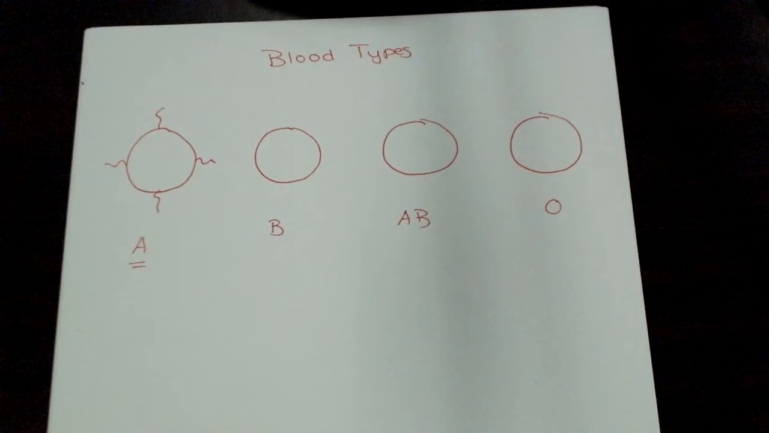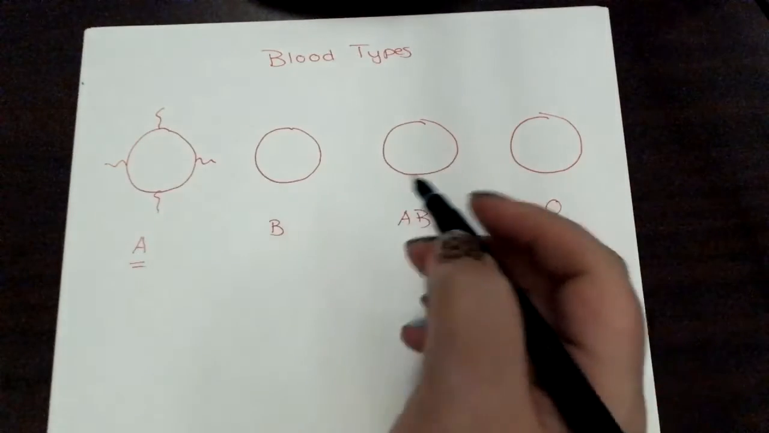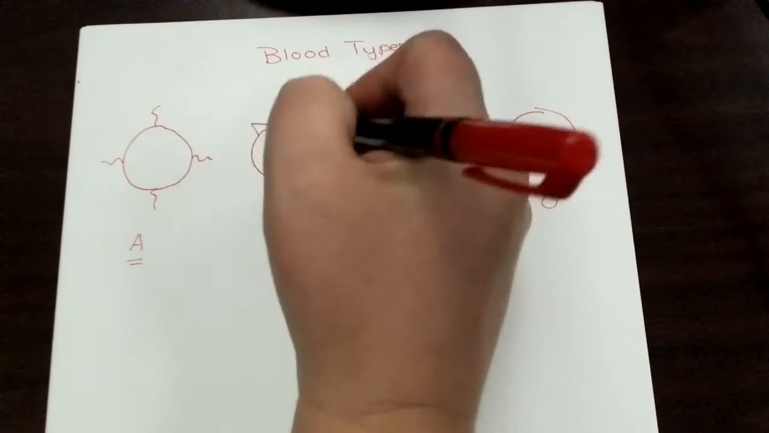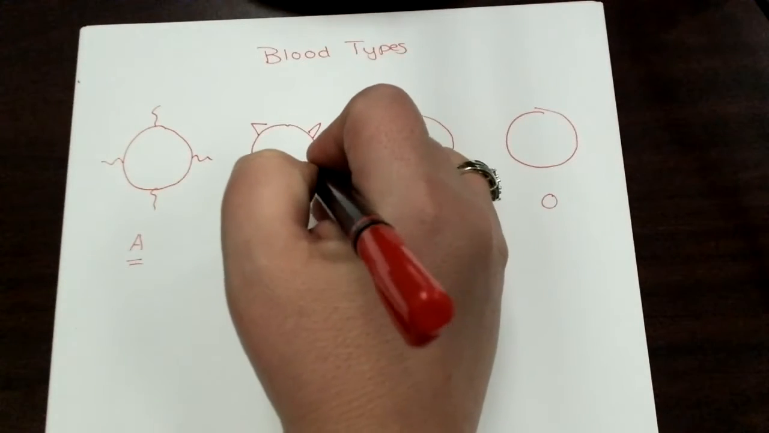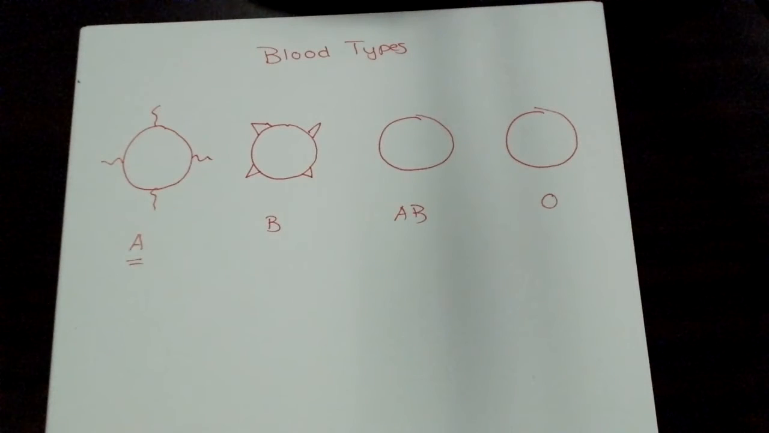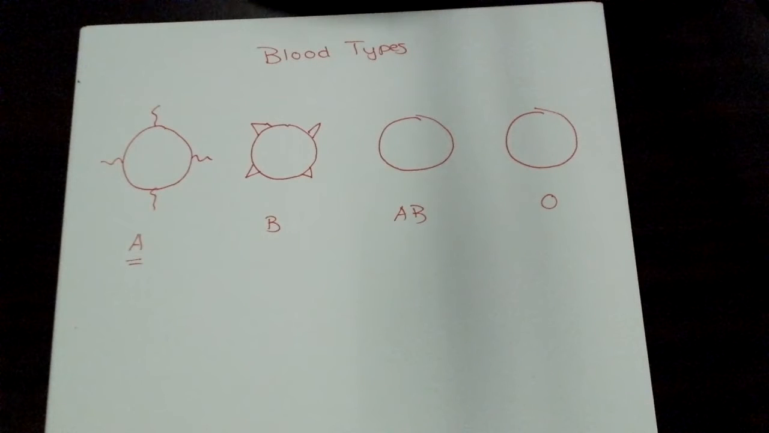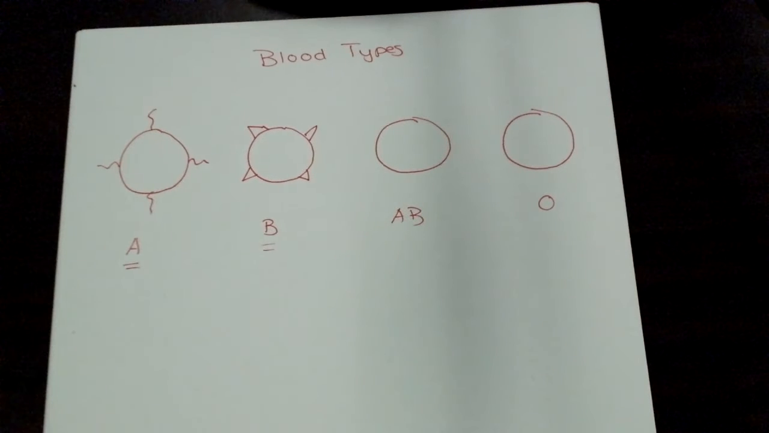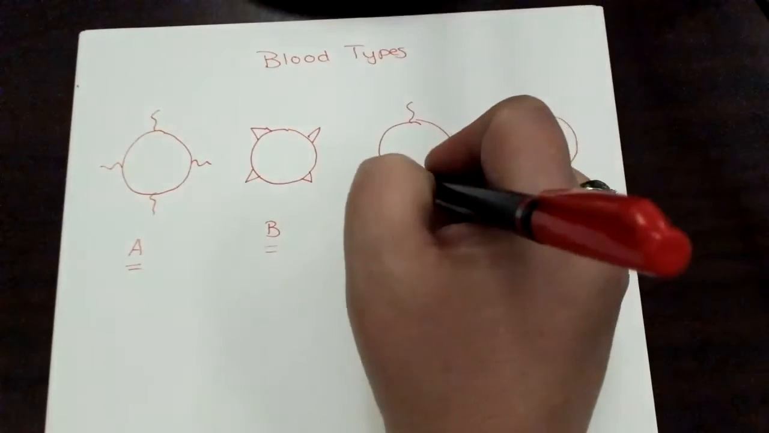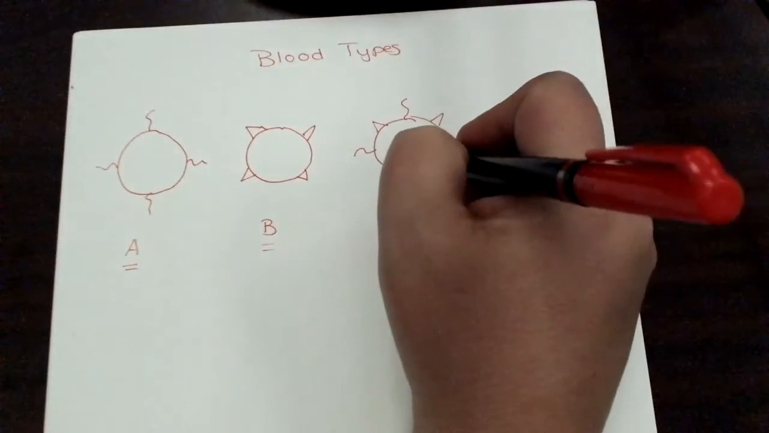Okay? So for B, same thing, but of course it's not going to be a squiggle because this is B, so it's different. So for it, I'm going to draw these little triangles. So when I look under the microscope or look at the chemical analysis and I see this antigen, that tells me, hey, that's B-type blood, okay? So we know that A has A, B has B. So what does AB have? It has both. So it's going to have squiggles and it's going to have a triangle.